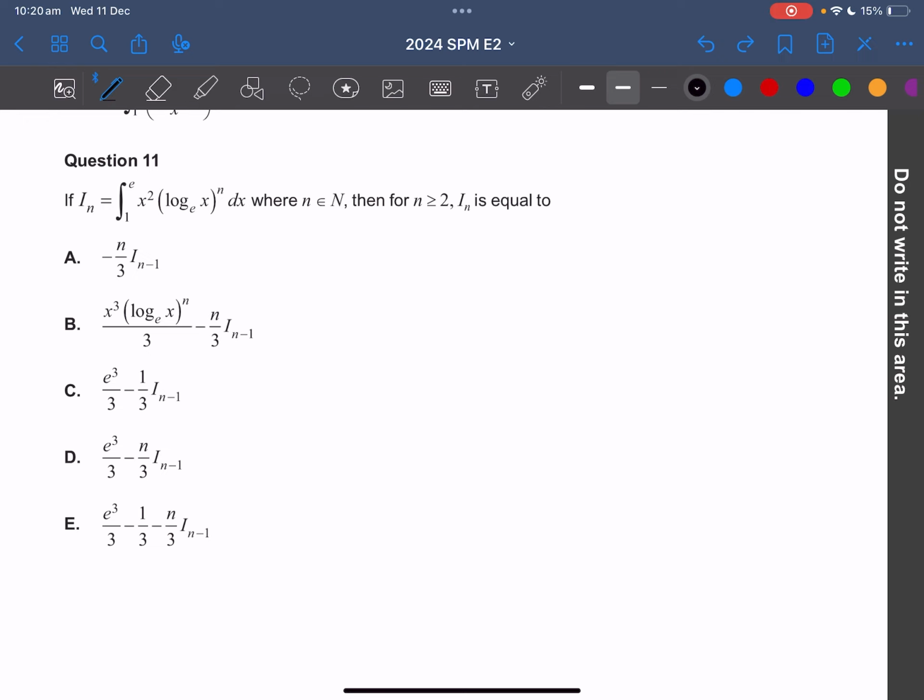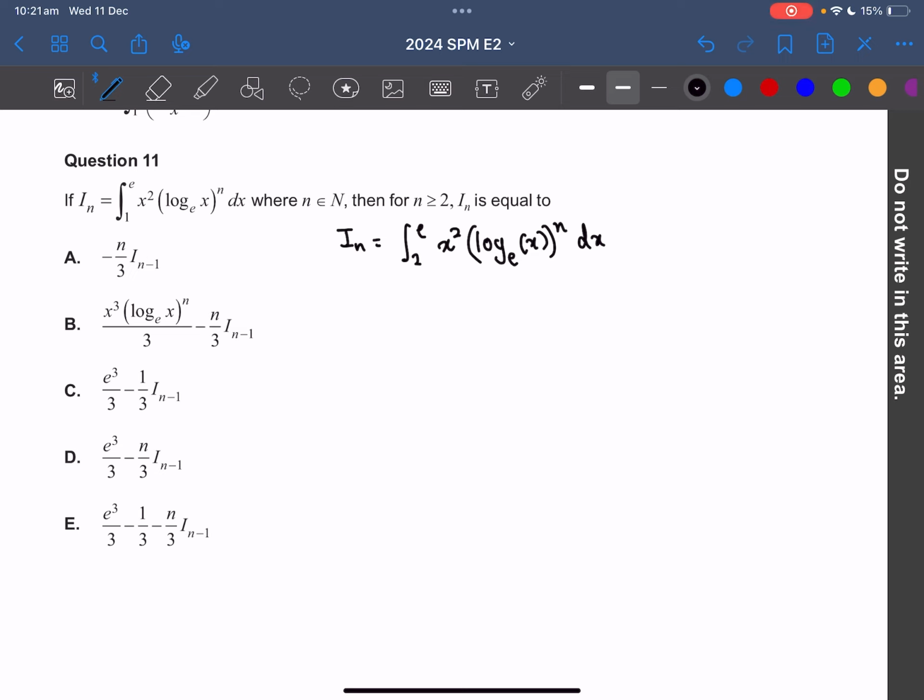Because the calculator is not going to be able to solve it, since it's to the power of n. If it was an exact number like n equals 2 or something, then it would be able to give us an answer. But since it's to the power of n, it's not going to work. So I guess we have to do this manually by hand. So we know that I_n is equal to the integral from 1 to e of x squared times (log base e x) to the power of n dx.